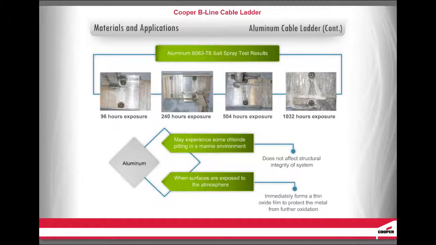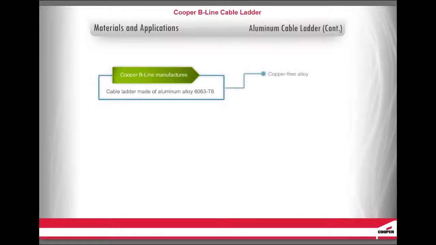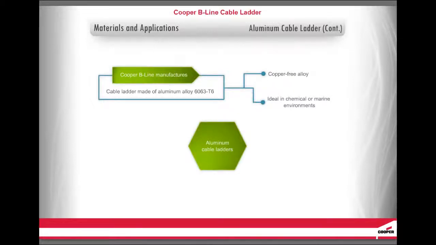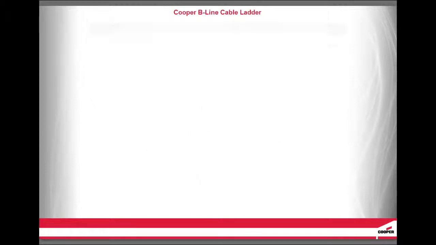Cooper B-line manufactures cable ladder made of aluminum alloy 6063-T6. This is a copper-free alloy that is ideal in chemical or marine environments. Aluminum cable ladders are also optimal for equipment grounding conductors, EGC. They are adequate for circuits with ground fault protection up to 2,000 amperes.